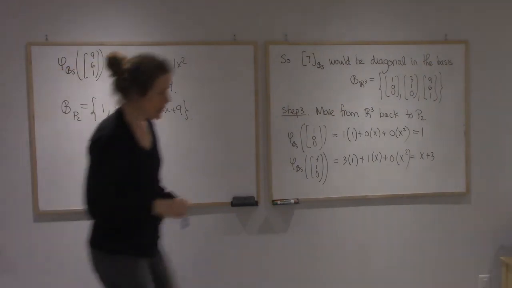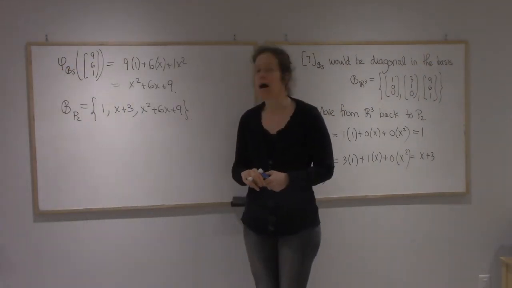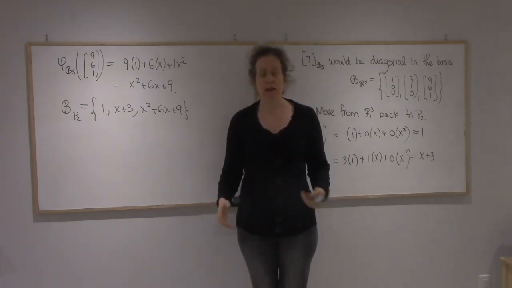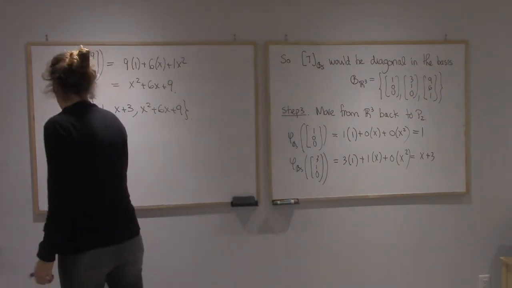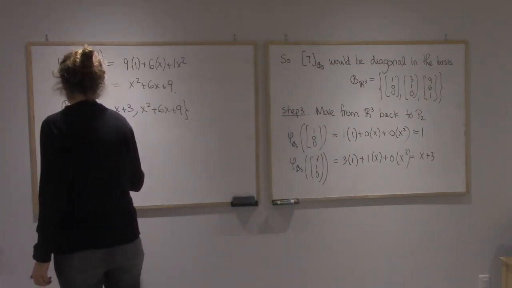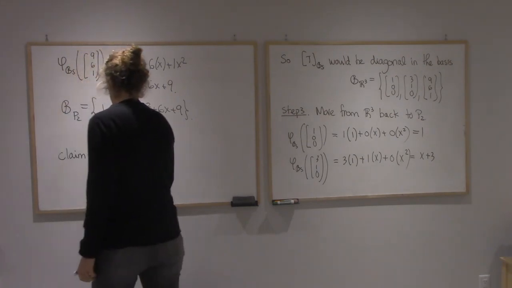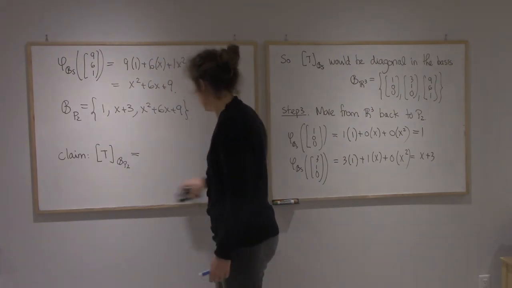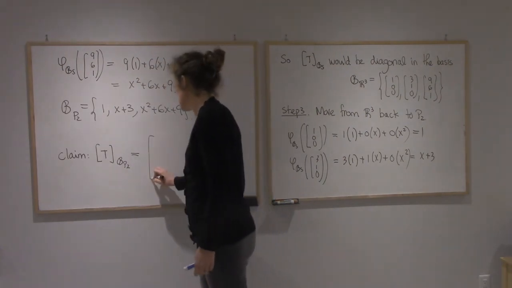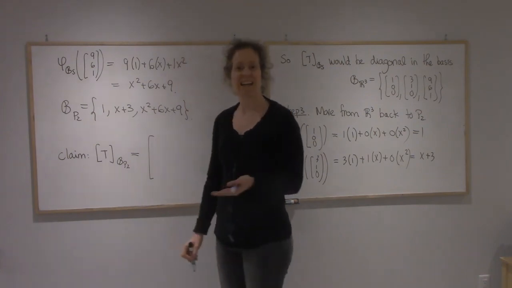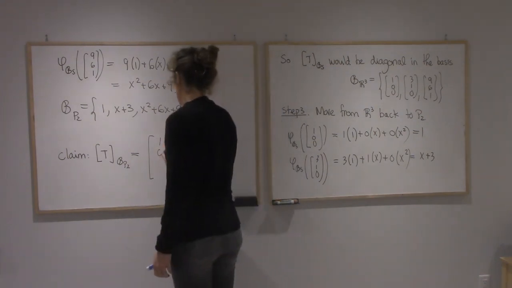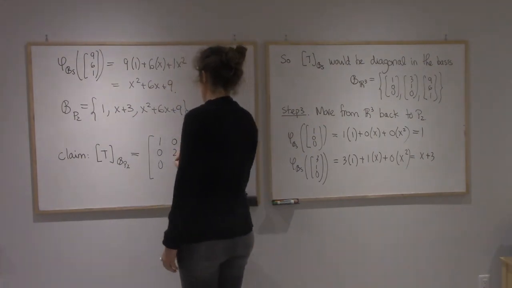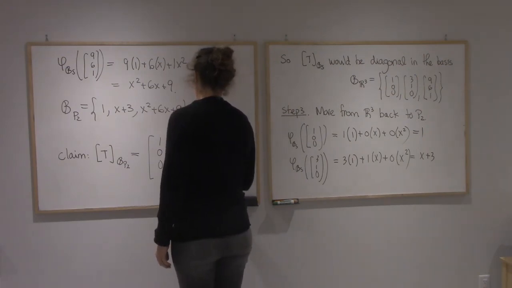Alright, so I claim that in this basis the matrix of T is diagonal. In fact, I claim that the matrix for T in this basis will be just the eigenvalues on the diagonal. So we had 1, 2, and 4. Let's double check.